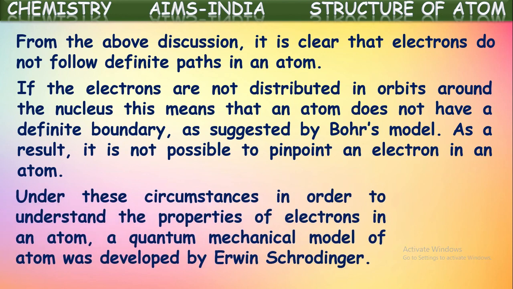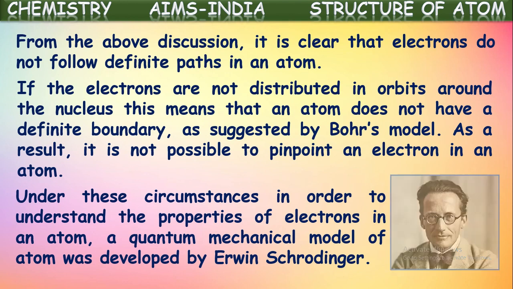So under all these circumstances, in order to understand the properties of electrons in an atom, like the exact position and velocity of an electron, a quantum mechanical model of the atom was developed by the scientist Erwin Schrödinger.